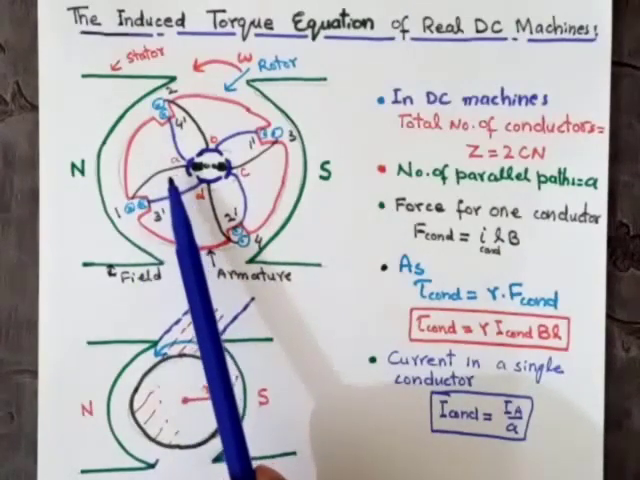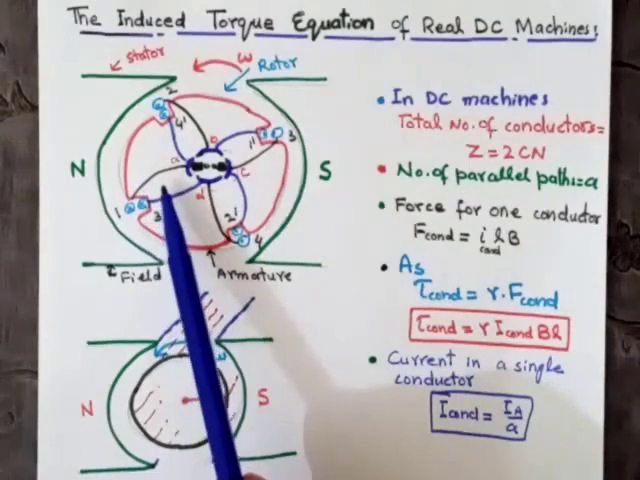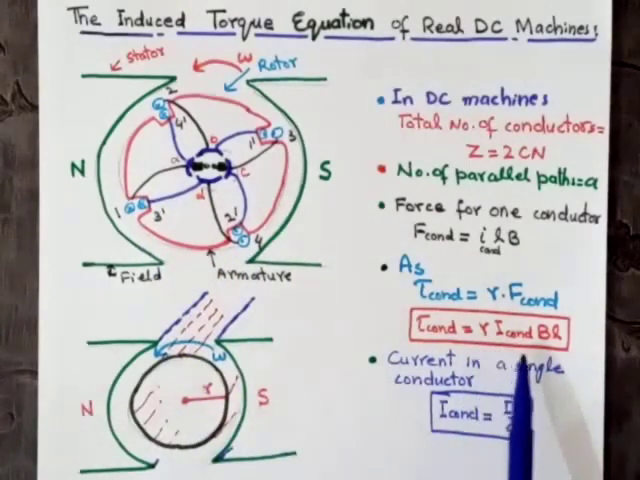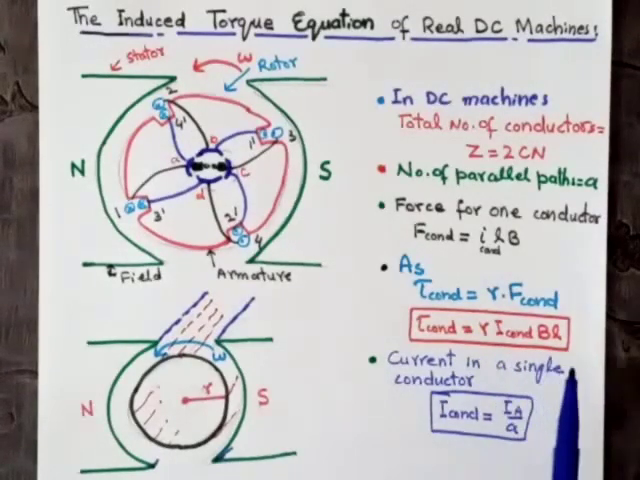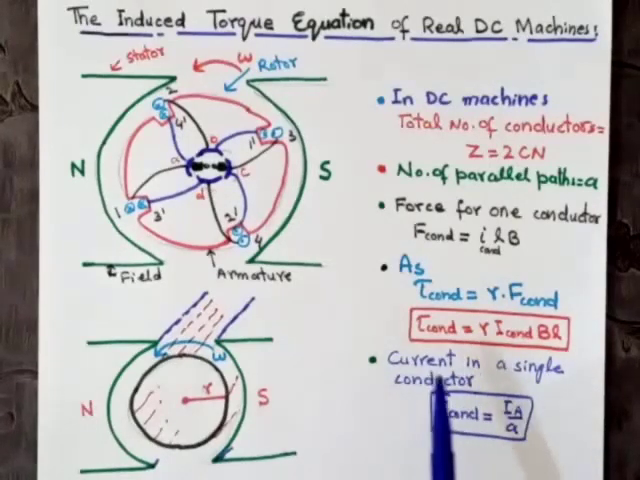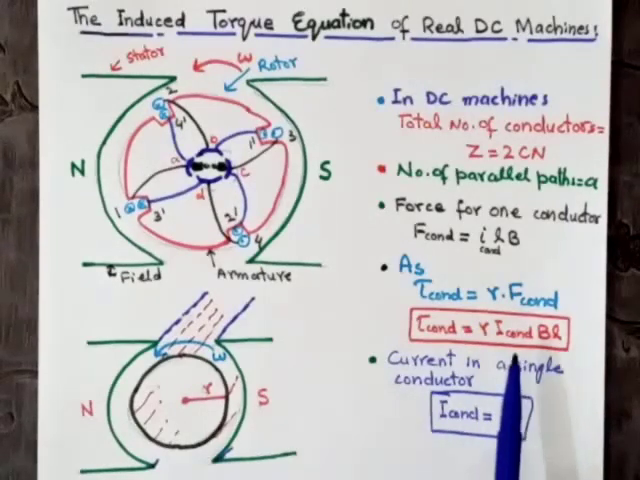This is conductor number 1. The torque equation across the single conductor will be RILB, and here the current will be the current across the single conductor. As we know, in case of DC machines, we just know the total current. If we want to find the current across the single conductor, we divide the total current by the total number of parallel paths. I conductor will be equal to IA over A, where A is the number of parallel paths.